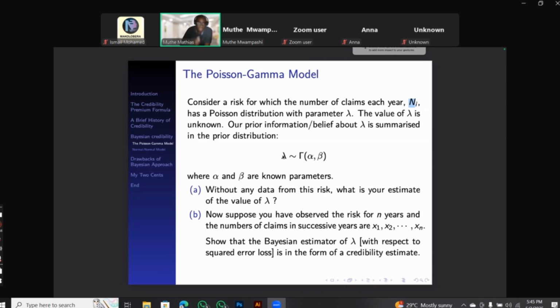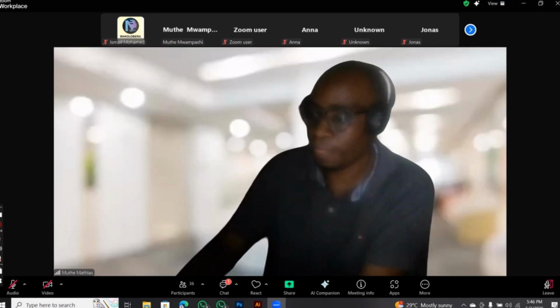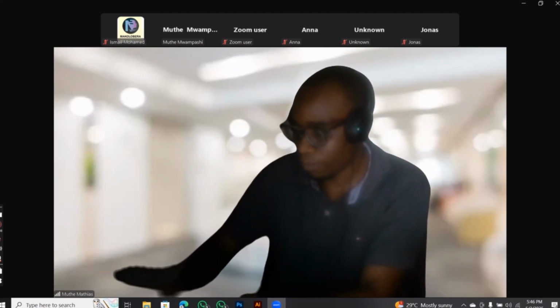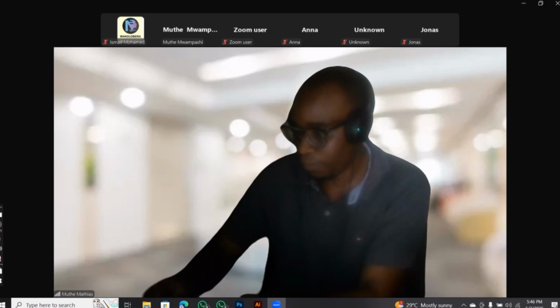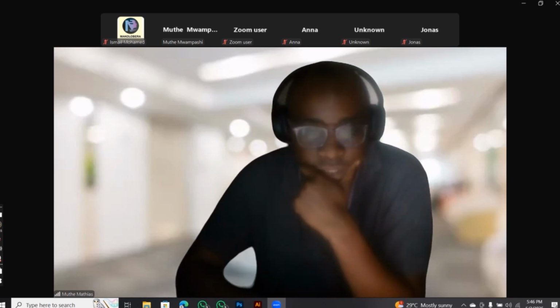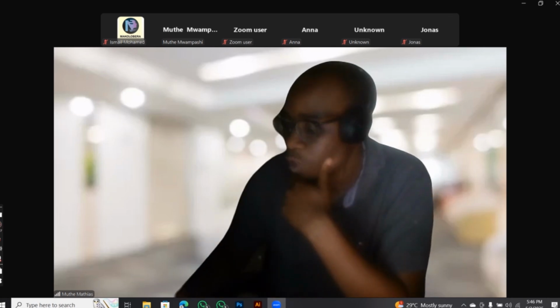So we are saying if lambda follows the gamma distribution with parameters alpha and beta, where alpha and beta are known parameters, can someone tell me why alpha and beta should be known? Why alpha and beta should be known in this case? Yes, anyone? So why do you think lambda should be known in that case?